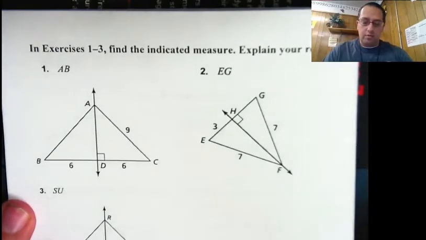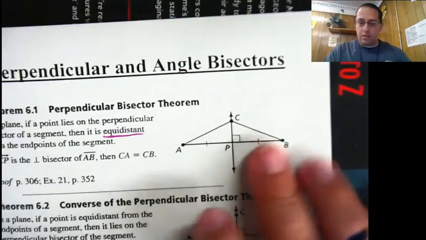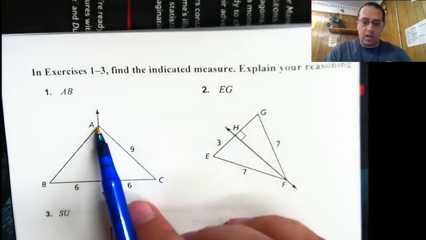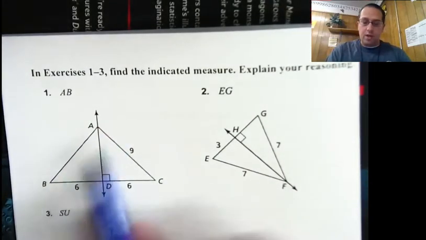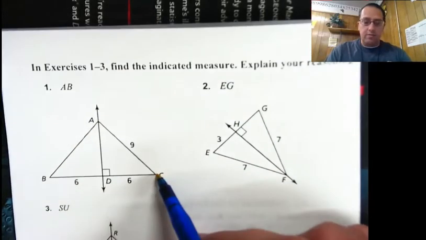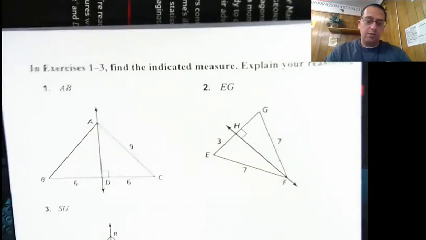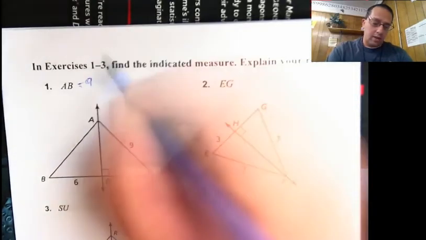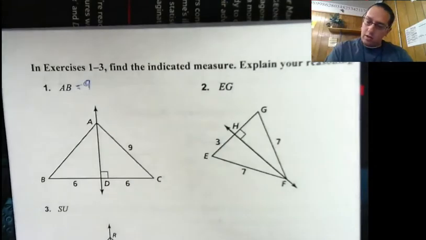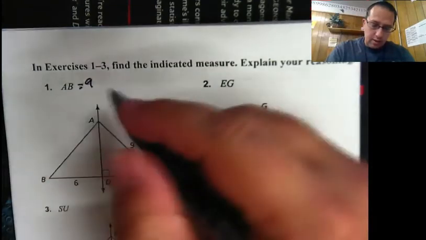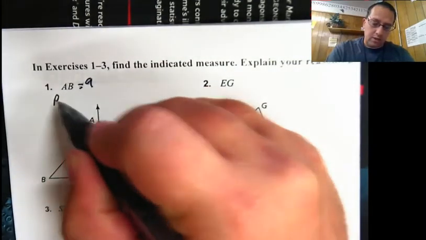And as we saw before, if a point is on the perpendicular bisector, then it is equidistant from both endpoints. What that means is that point A is the same distance from point B as it is from point C. So since A is 9 units from point C, it is also 9 units from point B. So AB equals 9. And I need a different pen. Throw that one away. So AB equals 9 because of the perpendicular bisector theorem.